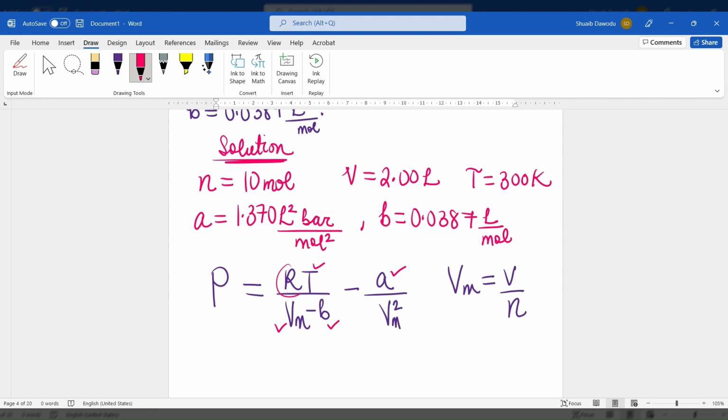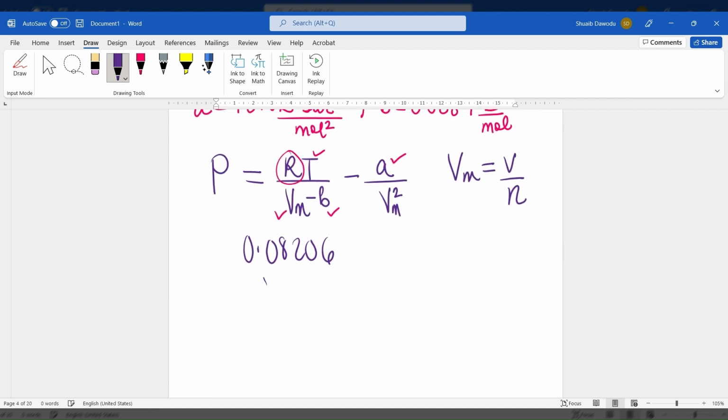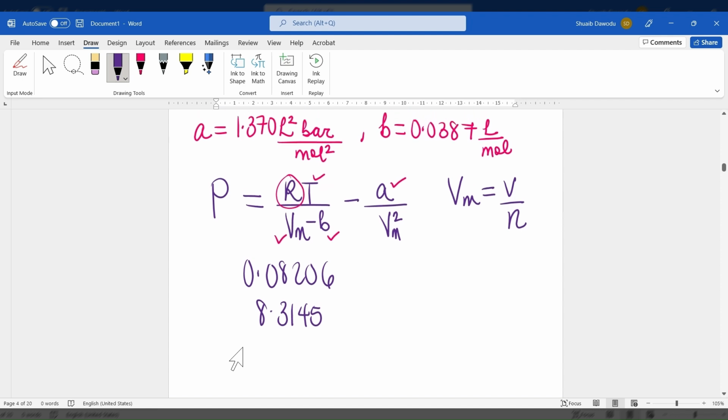But then we have this R, and you're going to be wondering, how do I solve R? Anytime you get a question like this, they don't always give you the R value, but note that the value for R is always going to be 0.08206 or 8.3145. It can be either of these two values, but the way you know which to use is to look at the units.